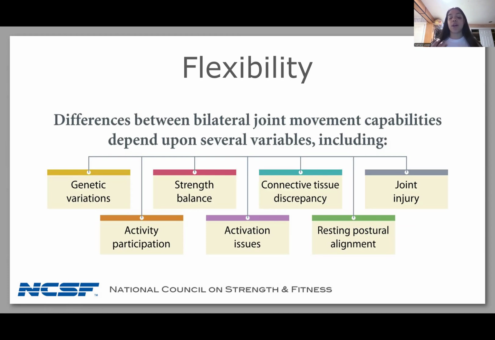So if you have any issues where you are tighter on the anterior portion of any structure more than you are on the posterior, or vice versa. Activation issues in any muscles, connective tissue discrepancies, so any previous injuries in any of your ligaments. Resting postural alignment, which we went over when we covered some posture material, and then joint injuries.